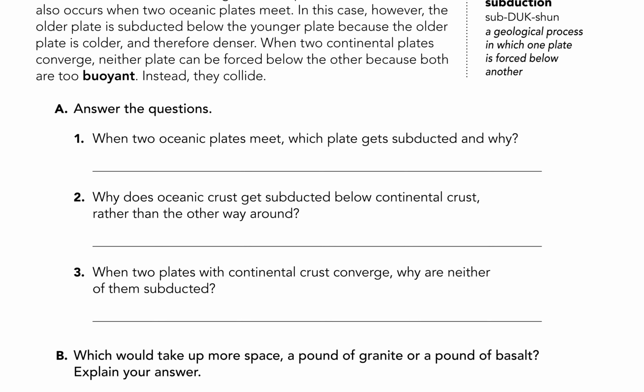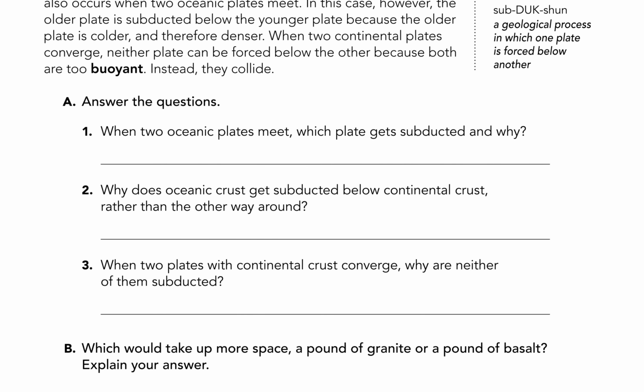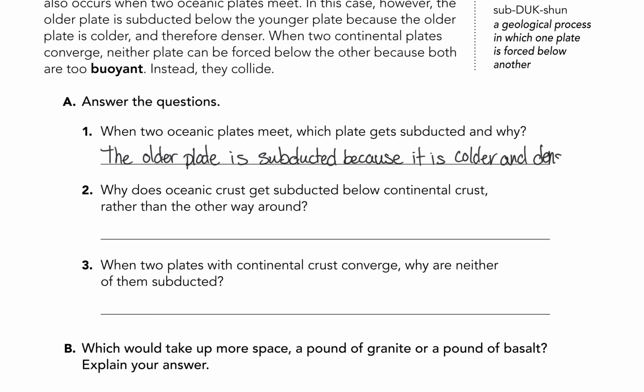Answer the questions. When two oceanic plates converge, which plate gets subducted and why? The older plate is subducted because it is colder and denser. And again, it's more dense because it is colder.